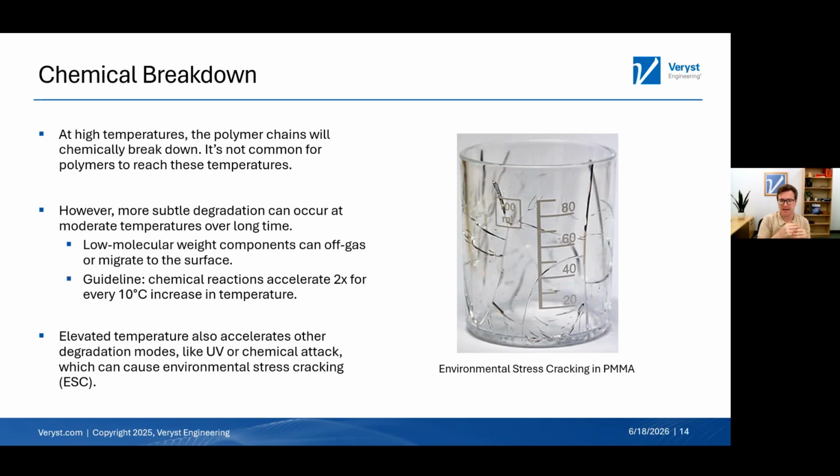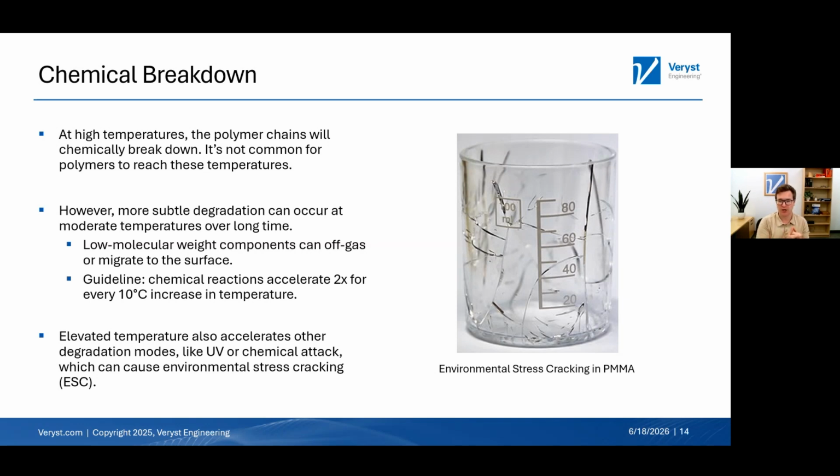So it is not common for polymers to reach very high temperatures that cause quick, instantaneous degradation, but more subtle degradation can occur at moderate temperatures over long time. So if you expect your design to be in the field for several years, exposed to elevated temperatures or other degradation modes like UV light or hazardous reactive chemicals, over those years, even at lower temperatures, you can cause loss of molecular weight in your polymer, and therefore loss of those nice properties that it started with.